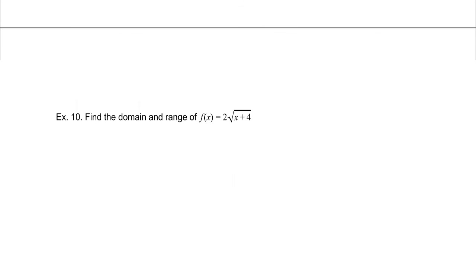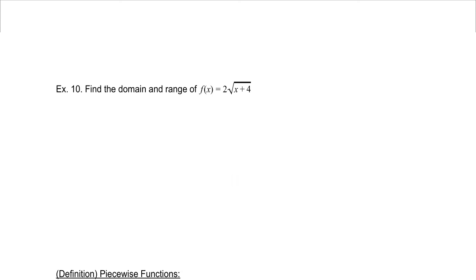All right, find the domain and range of f of x equals 2 times the square root of x plus 4. Well, just like previously with the square root function, the parent function, x plus 4 must be greater than or equal to 0, which means x must be greater than or equal to negative 4. So our domain begins at negative 4 and goes to positive infinity.